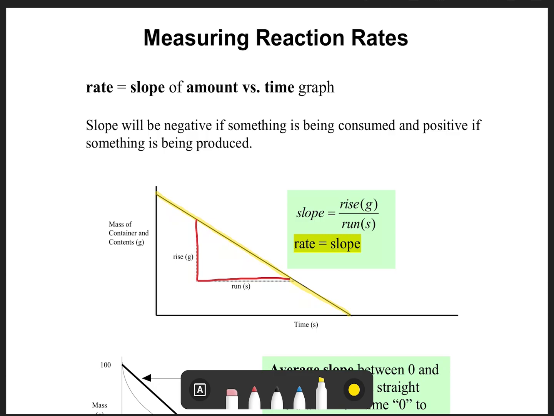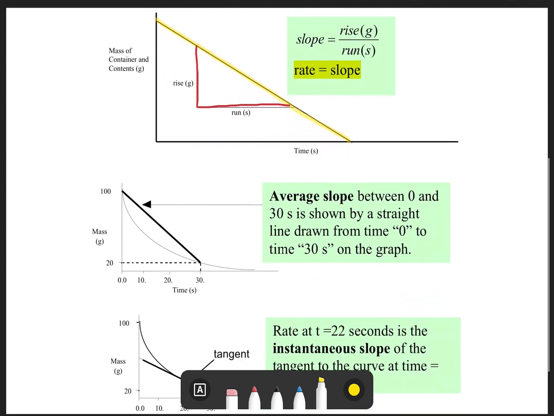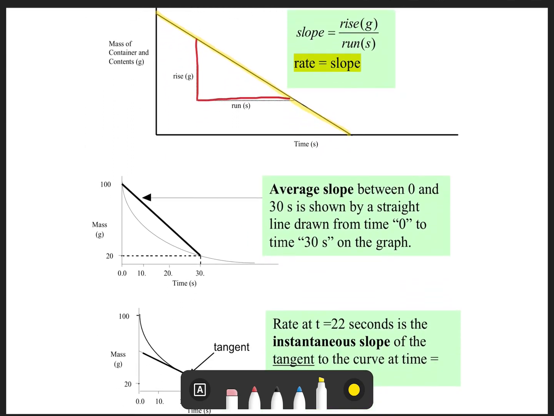Sometimes in chemistry, we have nice linear plots. Sometimes, though, we'll have lines that are curves. So if we have a curved plot, there are two ways to handle this. We can take something called the average slope between two time intervals.